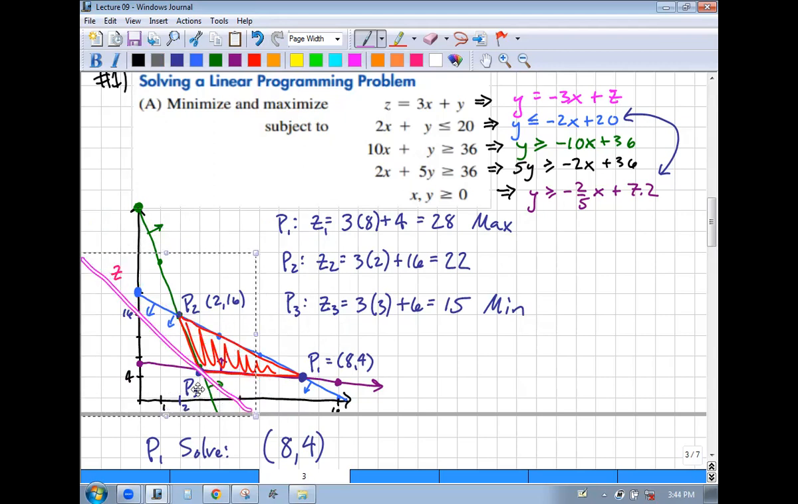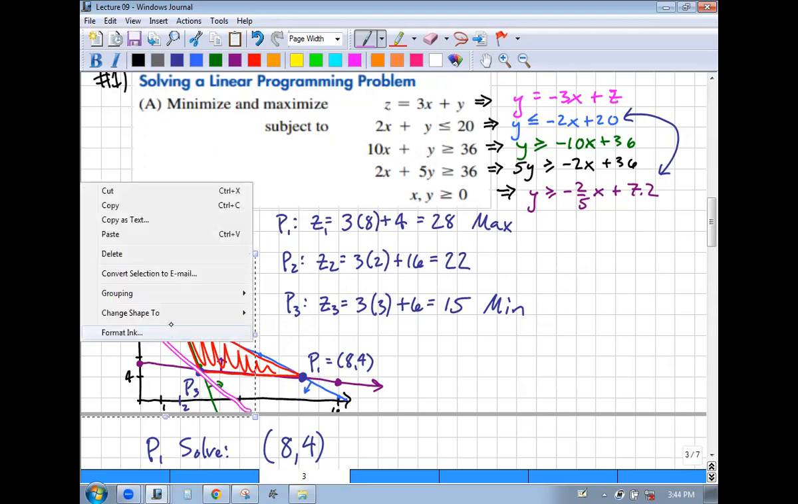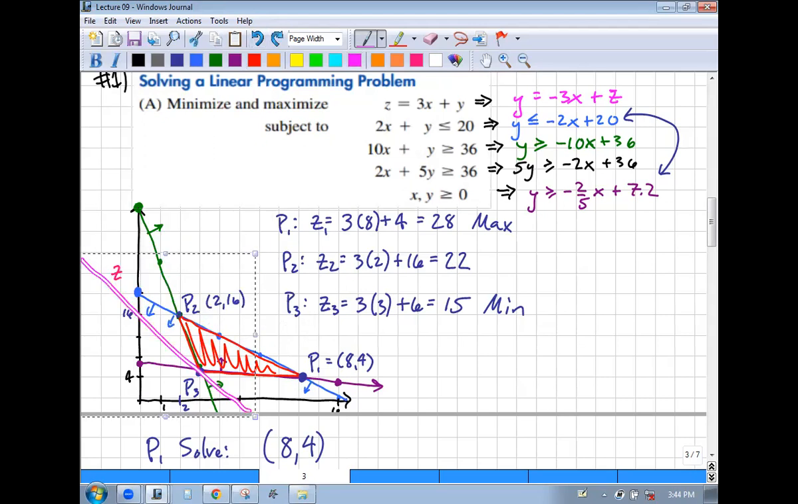Down here at P3, that's a unique point, right? Make sense? Kinda, right? This pink line is like constant z, all right? Any point on that pink line is gonna give you a z value. So like P2 here, z was 22. Well, every single point on that pink line inside our bounded region, they're all gonna give us a z value of 22, okay? But P1 gave us 28 and P3 gave us a 15. And I'll move this.